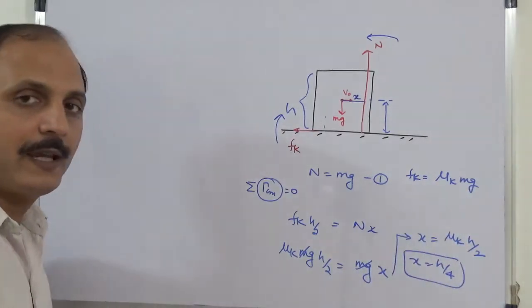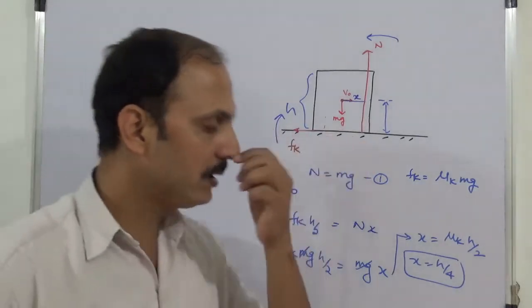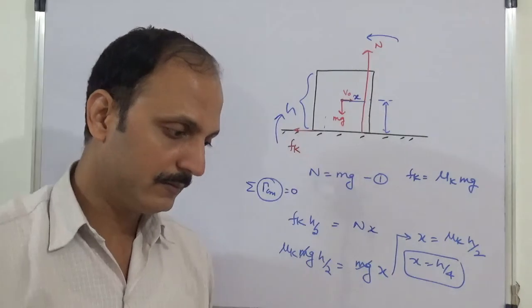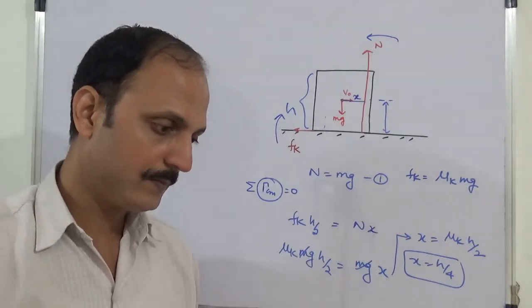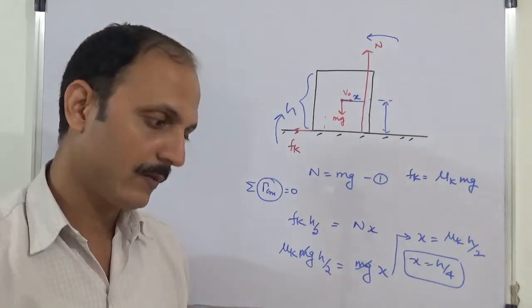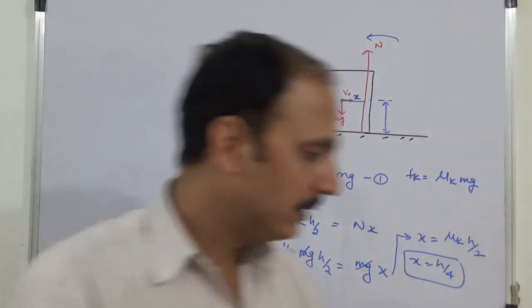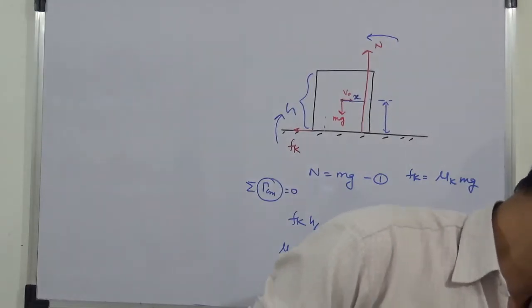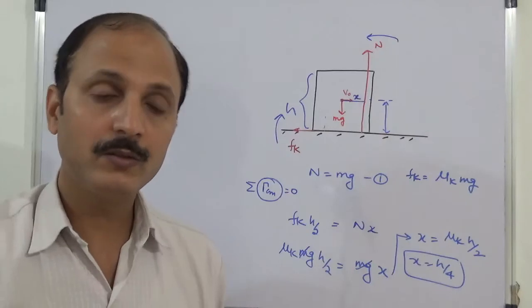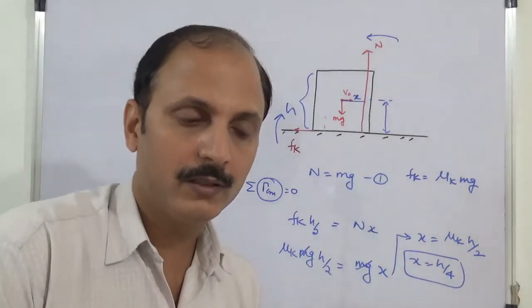So normal reaction has to act h by 4 distance from the center towards right hand side. Okay. Next question, which I'll give you today. I won't be solving that. You have to solve again. I will solve in maybe the next class.